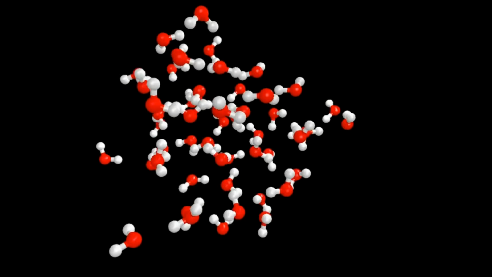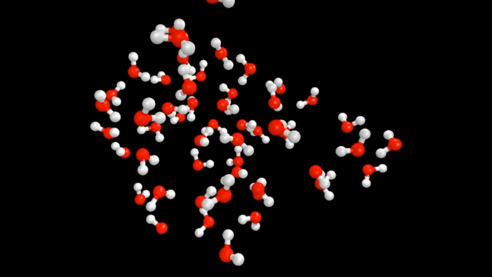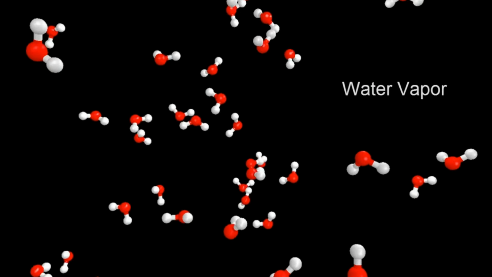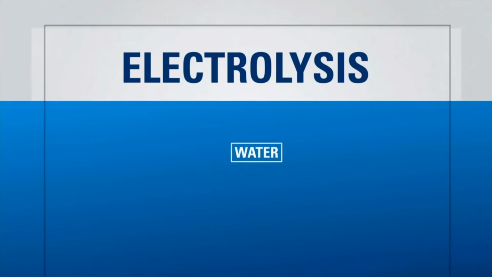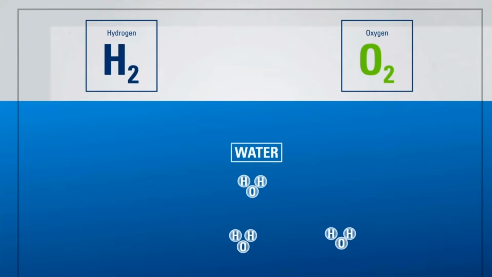To separate hydrogen and oxygen, one can utilize electrolysis. It is the process of passing electric current through water, splitting hydrogen and oxygen.